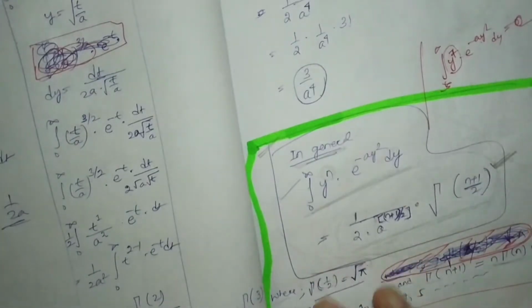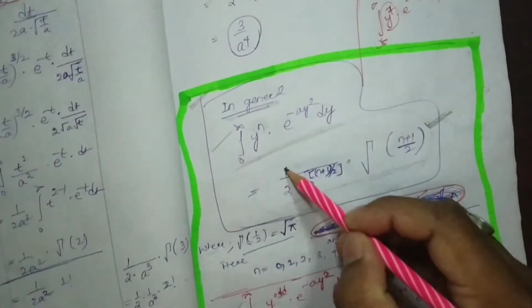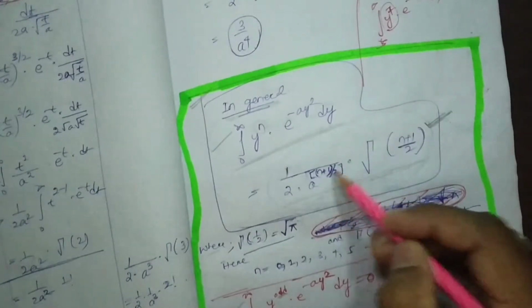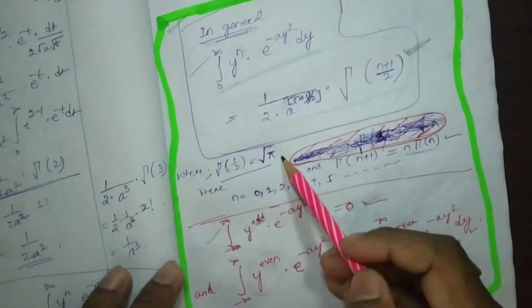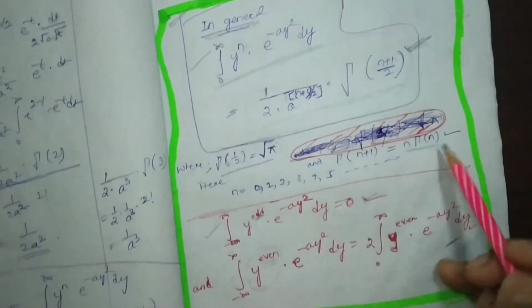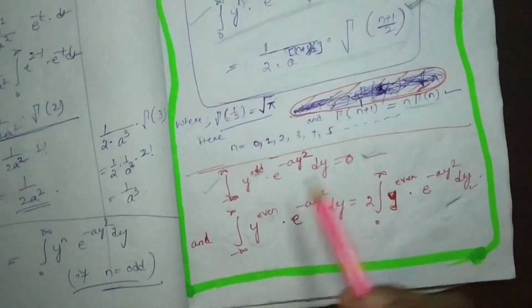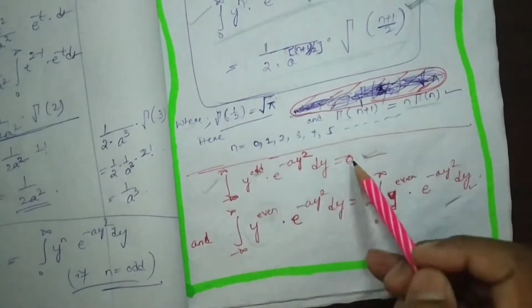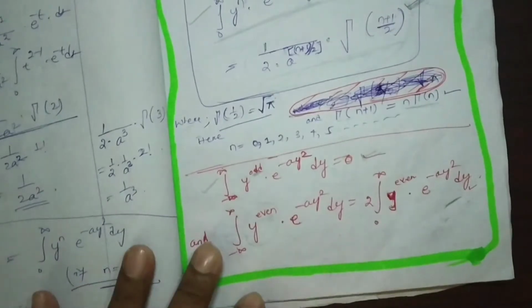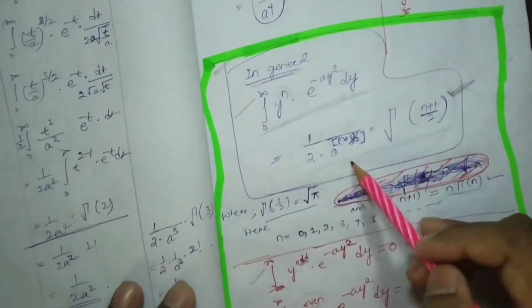Okay, so I suggest that this integral is very much useful to you, that you have to remember. That is 1 by 2 into a to the power (n plus 1) by 2, gamma of (n plus 1) by 2. Okay, so we know that gamma half is equal to root pi, and gamma n plus 1 is n into gamma n. If n is odd it will be 0, and if it is even then it will be 2 into 0 to infinity, this one. Now we have to validate whether this is true or not.